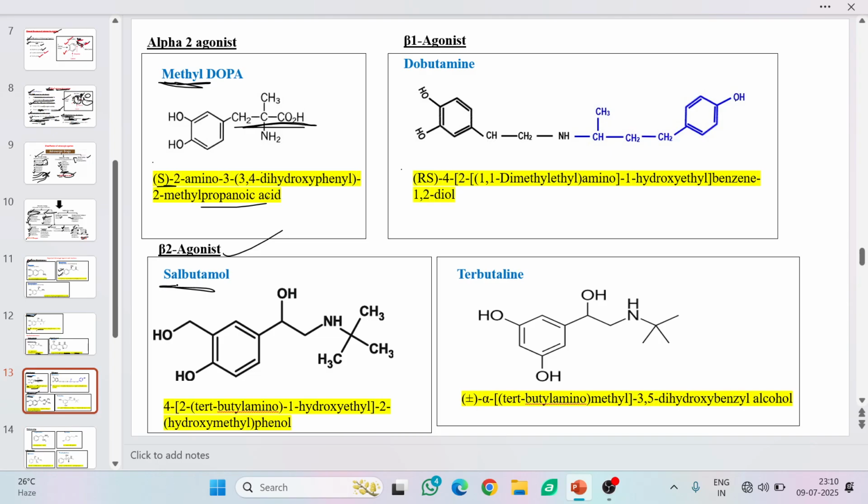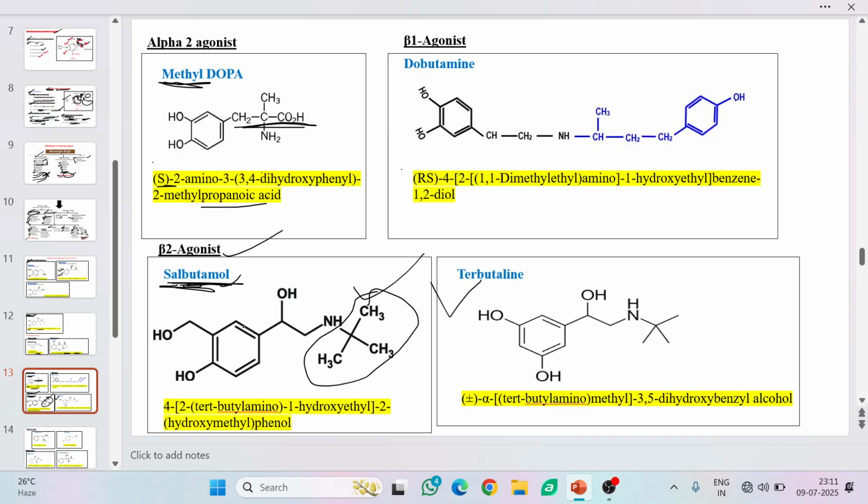One question from this will surely come. Okay, so beta 2 agonists, salbutamol and terbutaline. So we will see salbutamol. Firstly, it is not a catecholamine derivative. And always remember the 'but': here a tertiary butyl comes. In salbutamol, a tertiary butyl group comes.